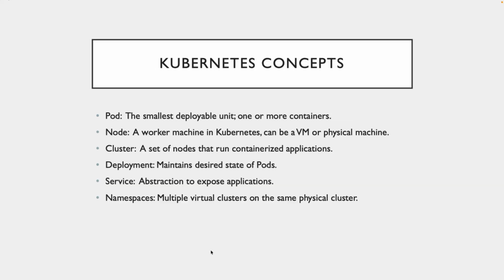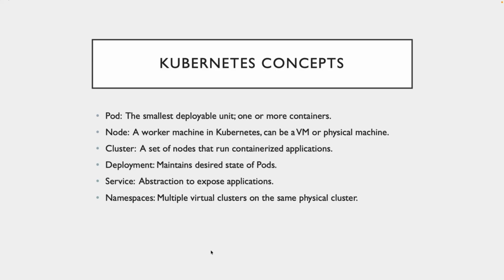And here are some Kubernetes concepts. First, pod. A pod is the smallest deployable unit. It normally contains one or more containers inside the pod. A node is a worker machine in Kubernetes, so it can either be a VM or a physical machine. And a cluster is a set of nodes that runs containerized applications.